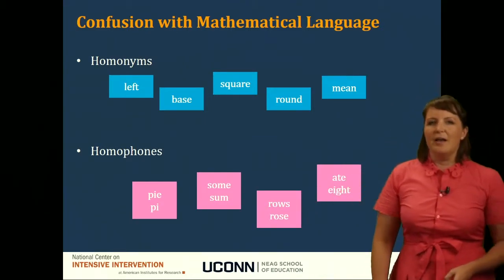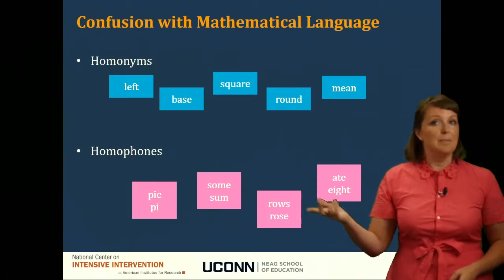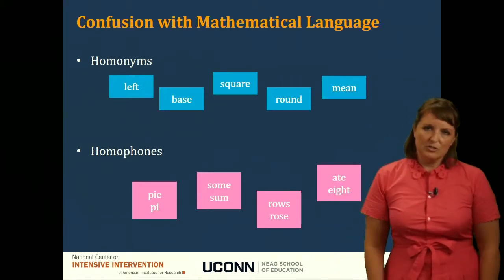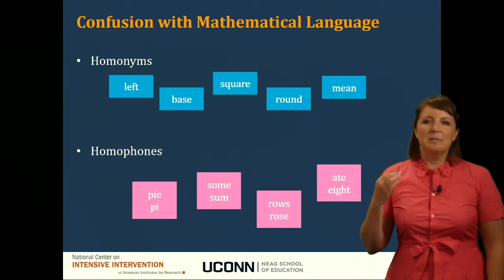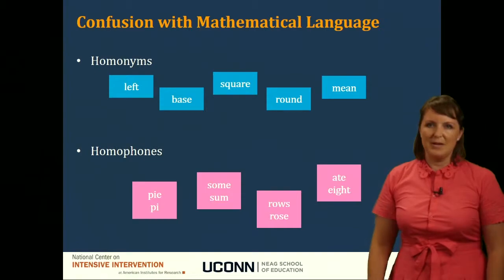Now this is obvious to you if I'm talking about the number 8, or that I ate some pie, thinking about my pie right there. But it's not always obvious to students. And so we really have to think about the mathematical language and be very precise with our math language and concise. And we'll talk about that in just a minute.